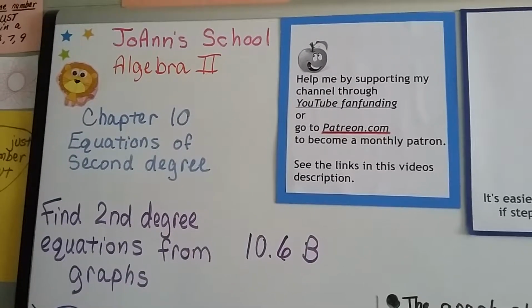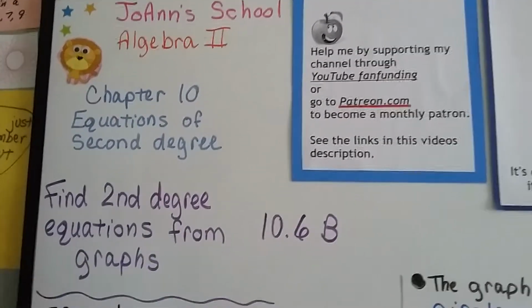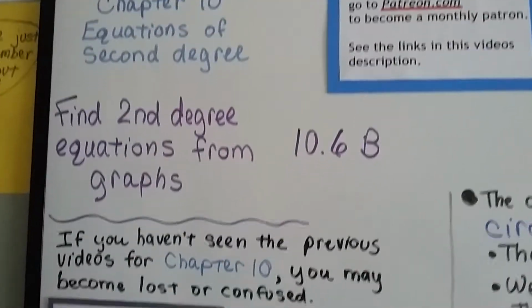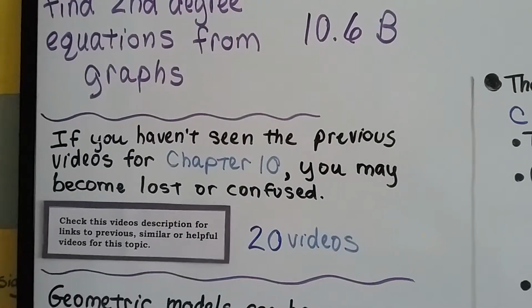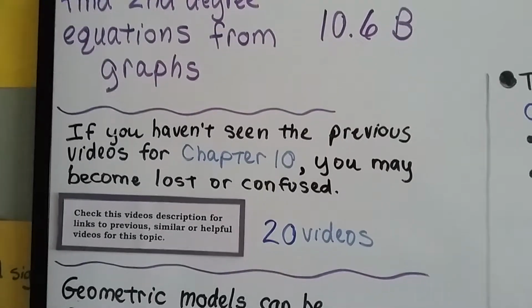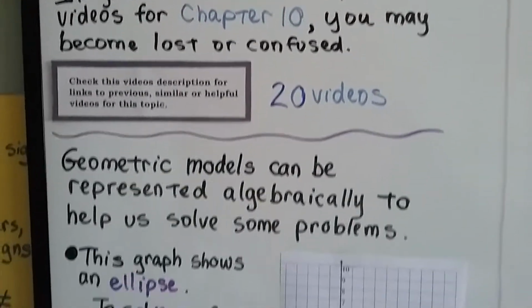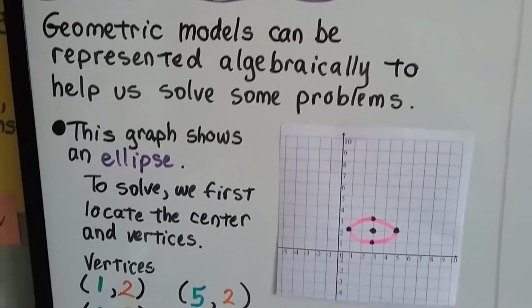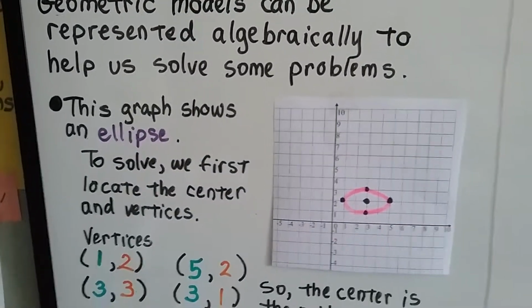We're moving along in Chapter 10. We're at Algebra II 10.6b, and we're going to find second-degree equations from graphs. We've got 20 previous videos for Chapter 10 that are just a click away with links in the description in case you become lost. Geometric models can be represented algebraically to help us solve some problems.